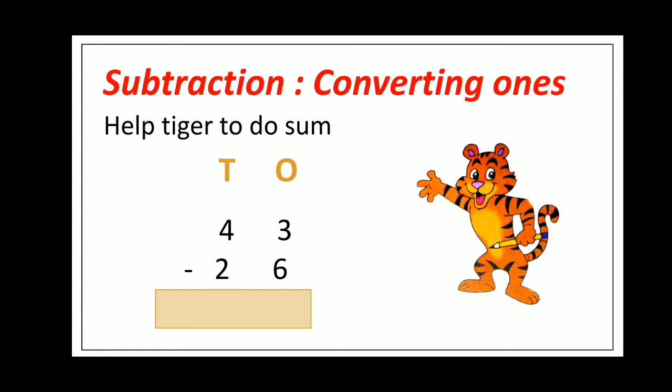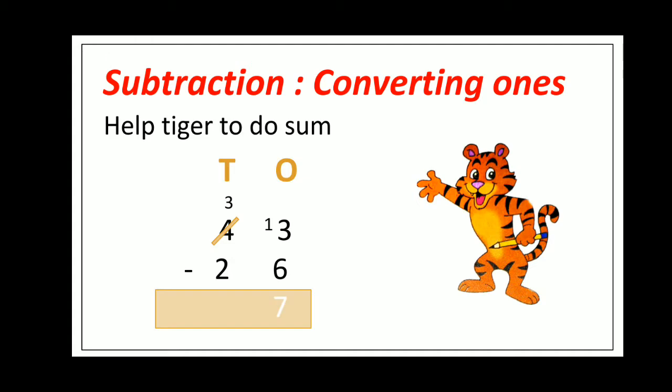Subtraction, converting ones. Help Tiger to do some. As you can see, here is another example for converting ones. 43 minus 26 is equal to how much? Let's subtract ones first. 3 minus 6. We cannot subtract 6 ones from 3 ones, so we will borrow 1 tens from the tens column. 4 becomes 3 and 3 becomes 13. Now we can subtract 6 from 13 is equal to 7.